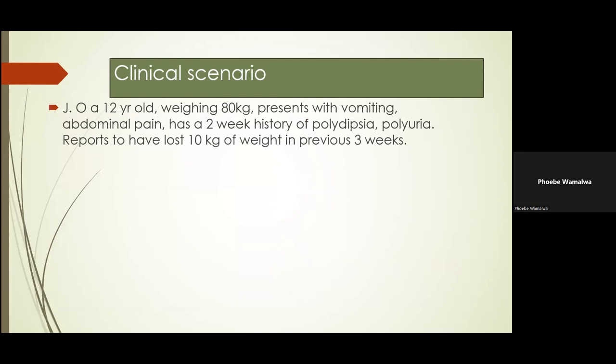So having said that, I just want us to look at this and feel free to comment in the chat. We have J.O., a 12-year-old weighing 80 kilos, presents with vomiting, abdominal pain, has a 2-week history of polydipsia and polyuria. He reports to have lost 10 kilos. That is actually a report from the mother that the clothes are loose, and she approximated that this boy could have lost 10 kilos of weight in the previous 3 weeks.